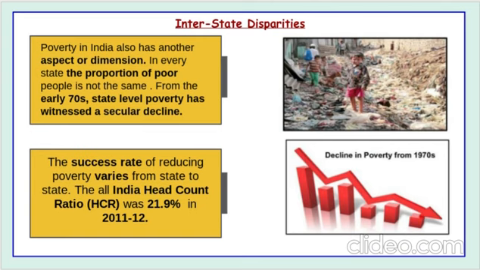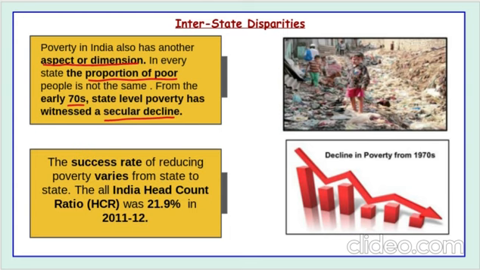Now, poverty in India also has another aspect or dimension. In every state, this proportion of the poor people is not the same. From the early 70s, state level poverty has witnessed a secular decline. So, when we talk about poverty in India, it has a different aspect everywhere. We cannot say that the proportion of poor people will remain the same throughout the country. No, it is different. A secular decline has been observed from the 1970s.